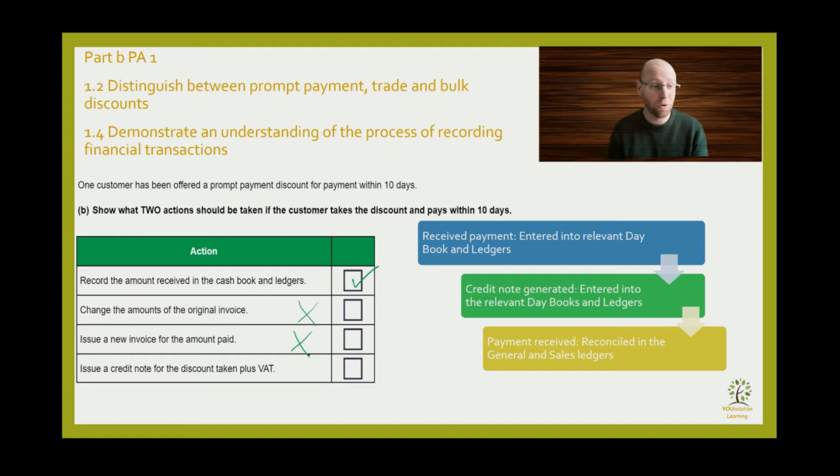Well, we need to pick 2, so by process of elimination it has to be this final one. It says issue a credit note for the discount taken plus VAT. And when we looked at the process, that was the second process that we're looking at. A credit note is generated, it's entered into the daybooks, and then it's processed through the ledgers. So absolutely, that is the second one.